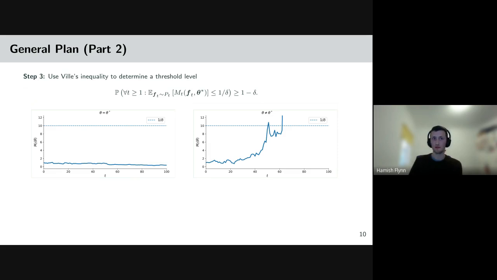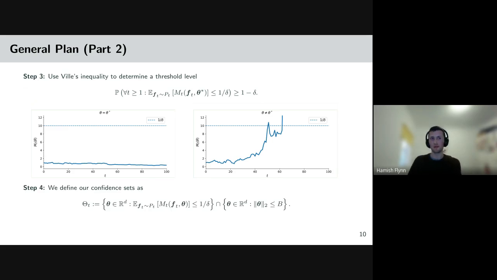And because the mixture M_t of theta is also a non-negative super-martingale, we can set a threshold with Ville's inequality. Ville's inequality is to non-negative super-martingales what Markov's inequality is to non-negative random variables. So for some level delta between 0 and 1, Ville's inequality tells us that with probability at least 1 minus delta, the mixture M_t of theta is less than 1 over delta at every time step simultaneously. And the plot below is showing this threshold level for delta equal to 0.1.